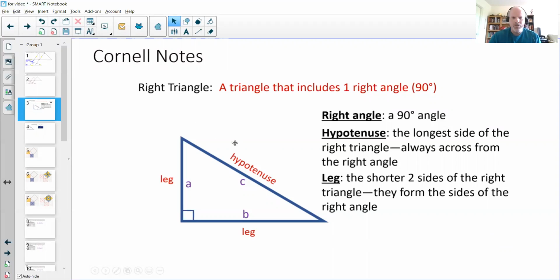Suppose we have a right triangle, as shown on your notes. The right triangle has one side that is the longest. Here, it's labeled as side C. It is called the hypotenuse. So the longest side of a right triangle is the hypotenuse, and it's always across from, or opposite of, the 90-degree angle. The other two sides, labeled A and B here, are called the legs of the triangle. Those are the two shorter sides.